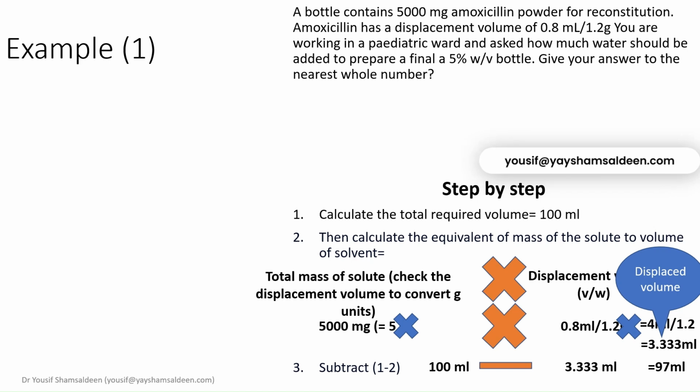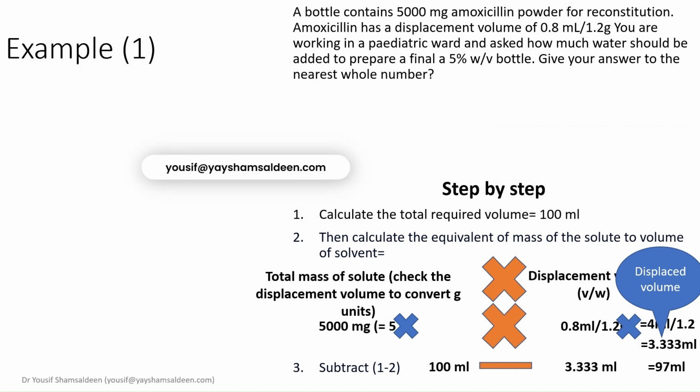Now, a question here is, do we need to convert the milligrams to grams always? No, it's not always. It depends on the mass unit mentioned in the displacement volume. And since in this scenario it's in grams, that's why we converted the 5,000 milligrams into grams.